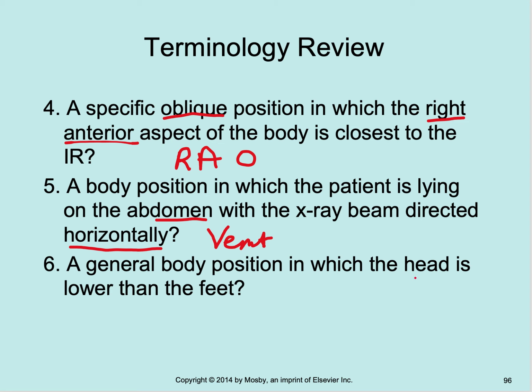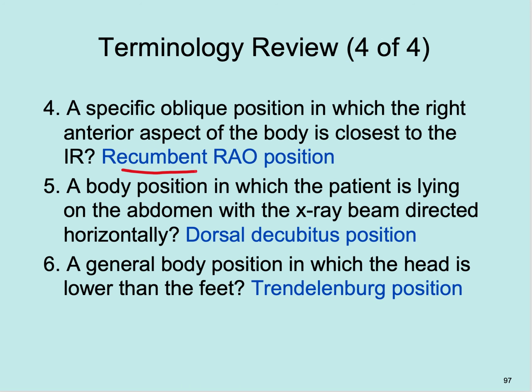A general body position in which the head is lower than the feet. So the head here, and then the feet are up here. So there's two of those. There's Trendelenburg or Fowler. So which one would that position be where the head is lower than the feet? So the head is down here, right? So we have recumbent RAO position. We have a dorsal decubitus projection.